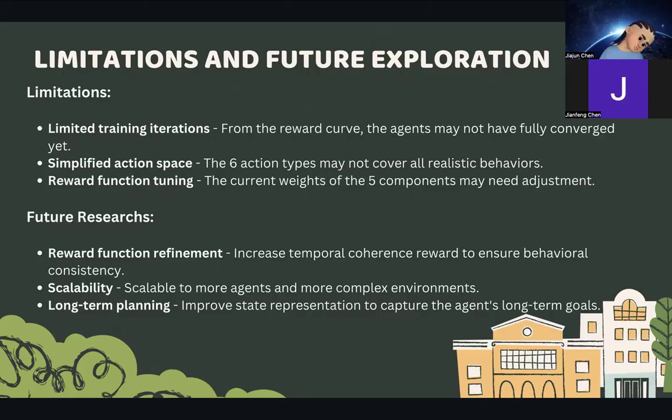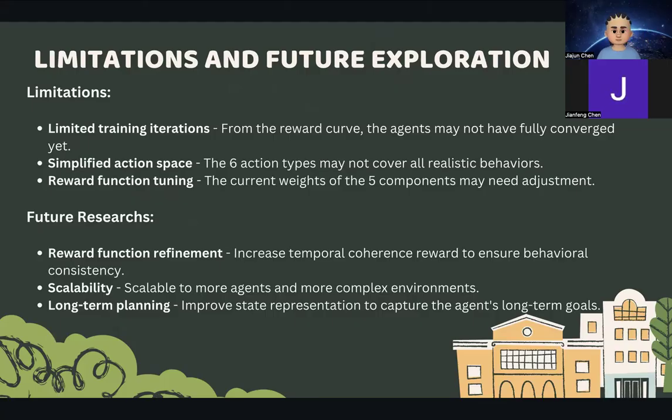And secondly, our action space is simplified to just 6 types, which might not cover all the realistic motions or behaviors in the campus environment. And thirdly, the reward function needs fine-tuning because our current balance of the five components might not be optimal. So for future research, we have three key directions.